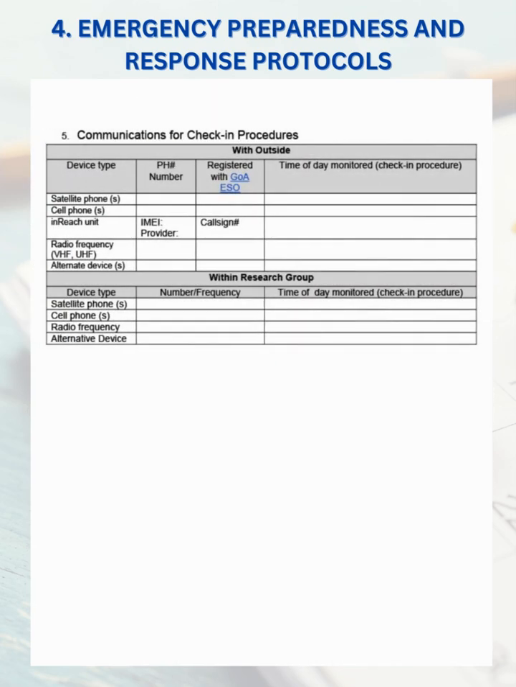Section 5. Communications for check-in procedures. Working in remote locations outside of cell phone range presents communication challenges. Items such as satellite phones or inReach devices allow for communication to occur when cell phone service is not available. It is important that research groups are aware of all devices and contact numbers for group members and establish regular check-in times. It is important to note that communications must be sent and an acknowledgement of receipt obtained as part of the check-in procedure.